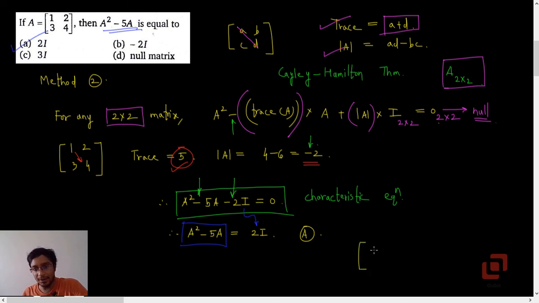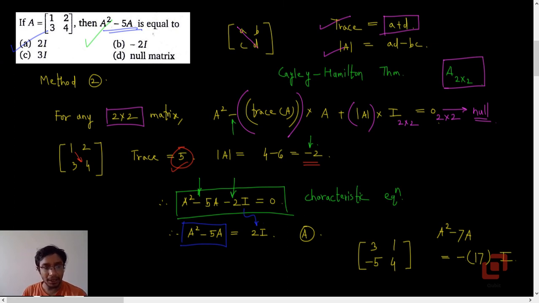For example, let's take some random entries, 3 1 minus 5 4, let's say. Suppose we wish to form a similar question for this. Then I can find A squared minus 7A, because the trace of this matrix is now 7. And we know that A squared minus 7A is going to be negative of the determinant of A times the identity matrix. Now the determinant is 12 minus 5, right? 12 minus 5, so 17. So A squared minus 7A is going to be negative 17I.